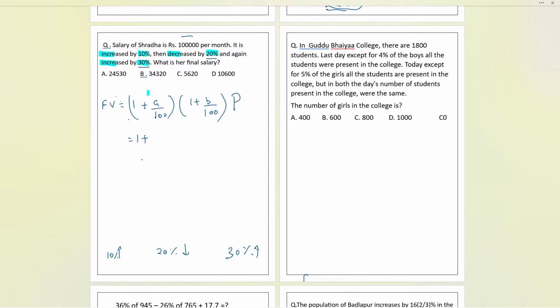Let us apply the formula. First value, I'll take A as 10%, so 10 by 100. Then further it will be 1 plus B by 100, where B is 20. Then we have 20 by 100, and finally I can apply for 30 also. But here we should decide whether to use the plus sign or minus sign. That is an issue you should be focusing upon.